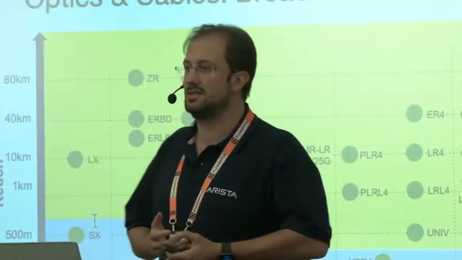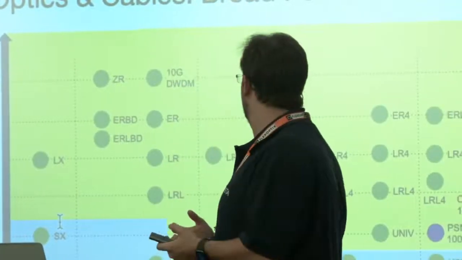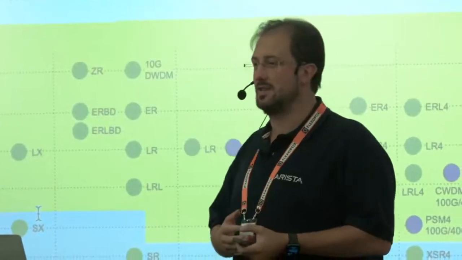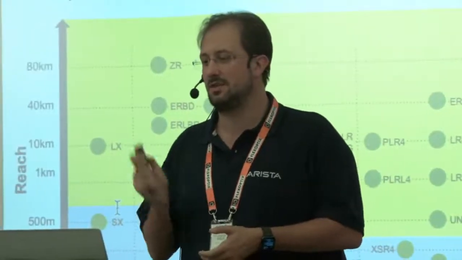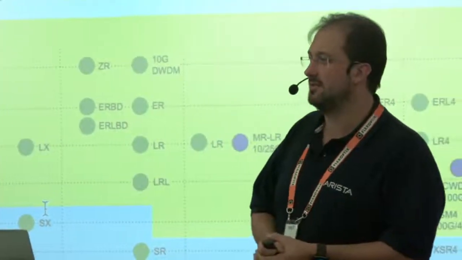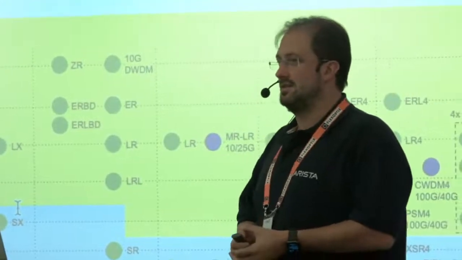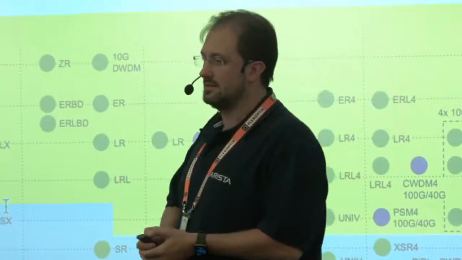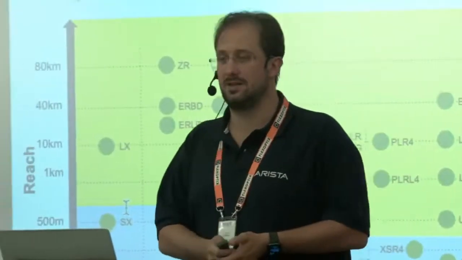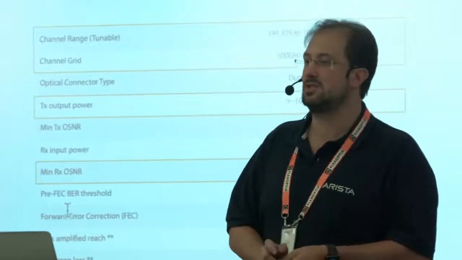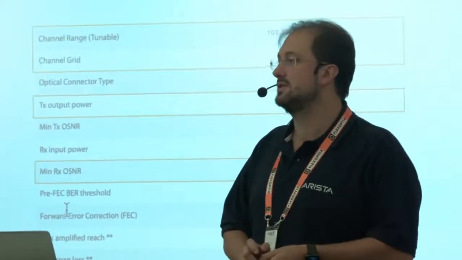But just to set the stage a bit, we have a lot of optics right now. We have a lot of variant optic types. Today we're just focusing on that very, very small area on the top right. So talking about ZR and ZR plus. And I just want to bore you with some specifications. What is ZR plus actually about?